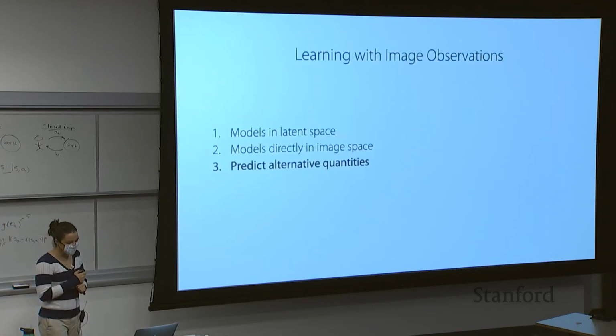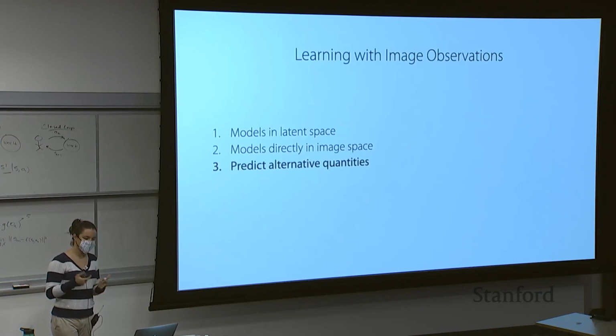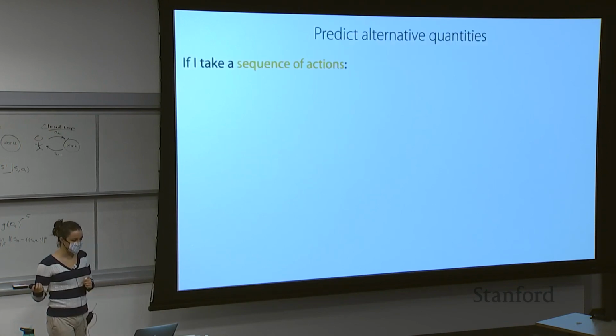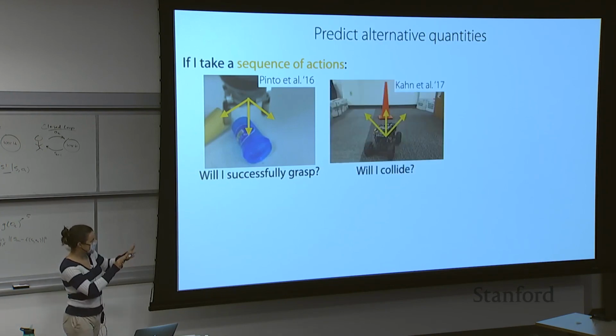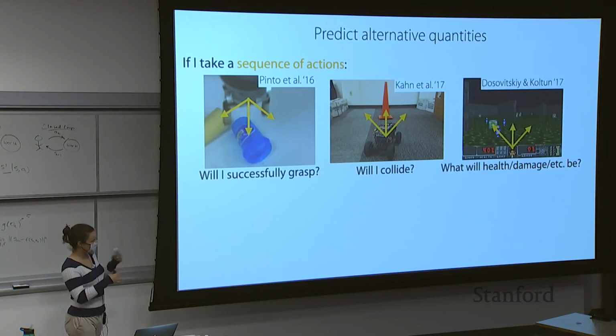Okay, and the last thing I'd like to mention is that instead of predicting future states or future observations, in some cases you can also predict other quantities. And there are a few different instantiations of this. If you want to learn how to grasp, you could try to predict: if I take these actions, will my grasp be successful? Or if I take a sequence of actions, will I collide into something? Or what will my health be, what will my damage be, and so forth.